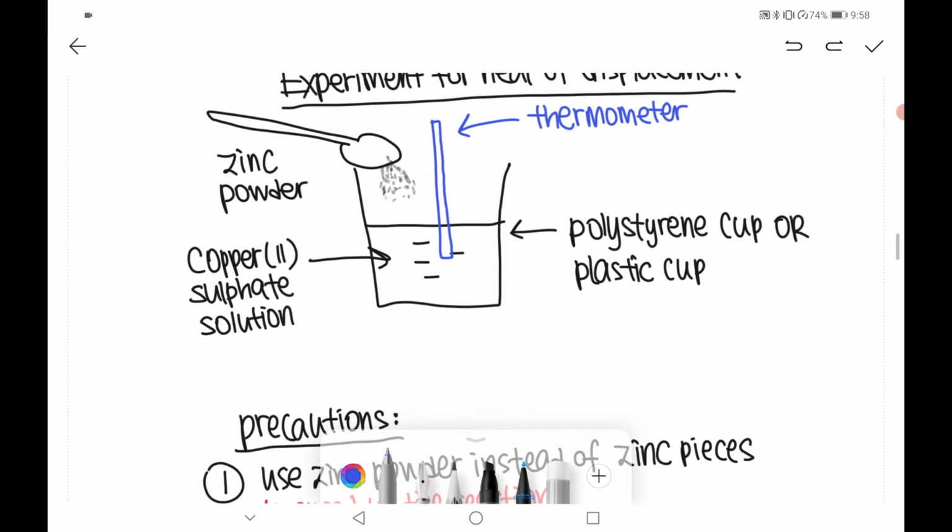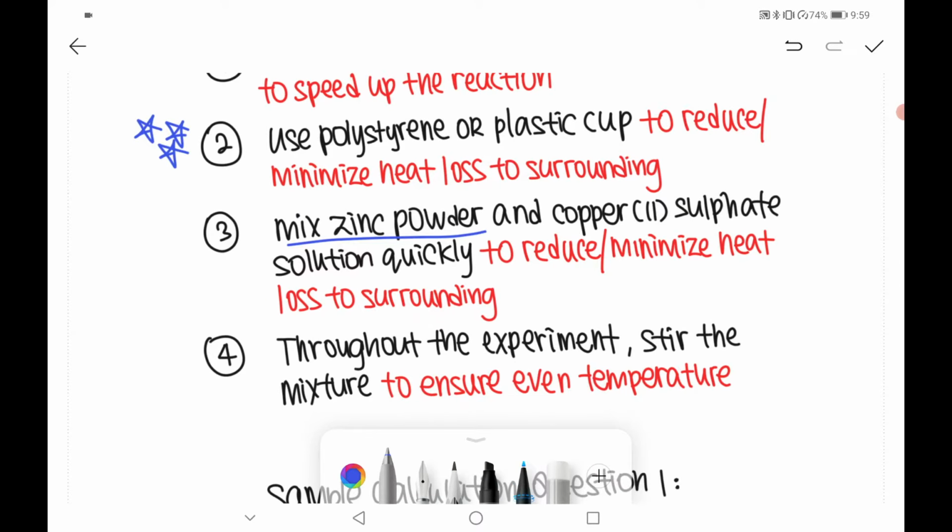When we do this experiment, we must make sure the zinc powder and the copper sulfate solution mix quickly. You must put the powder into the solution as fast as possible. Why must we mix very quickly? Because if we mix quickly, the heat loss to the surrounding is lesser.